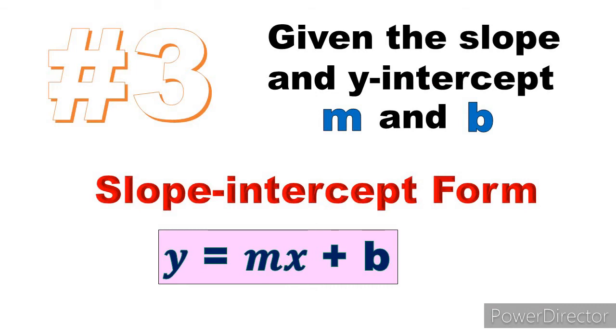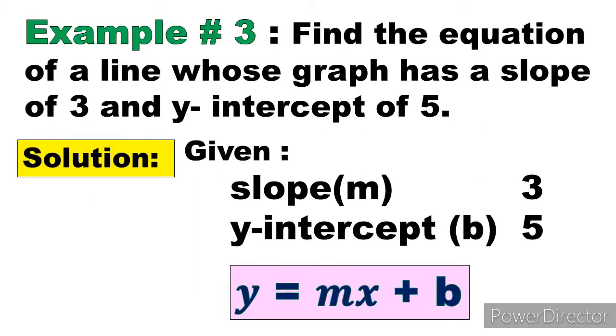How to find the equation of the line given the slope and y-intercept, which is we have m and b. M is slope and b is y-intercept. Therefore, we have slope-intercept form, which is y equals mx plus b. And now we have example number 3. Find the equation of a line whose graph has a slope of 3 and y-intercept of 5.